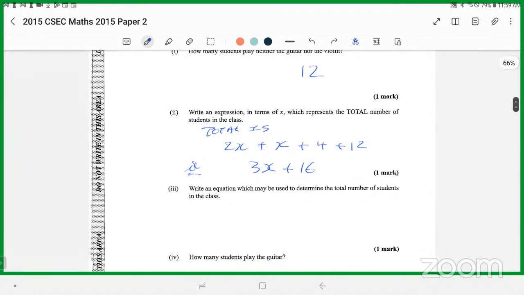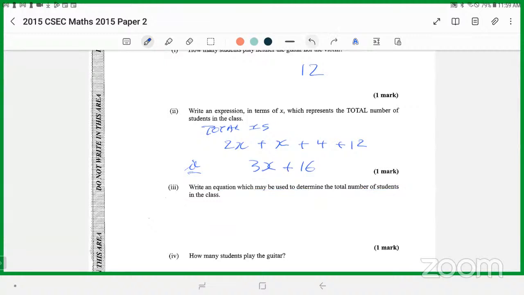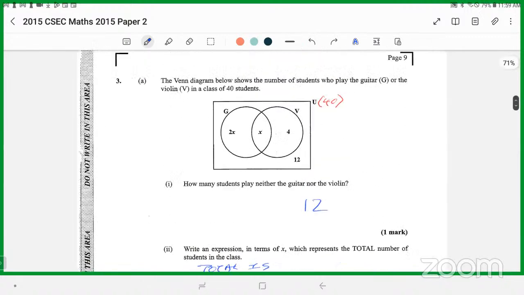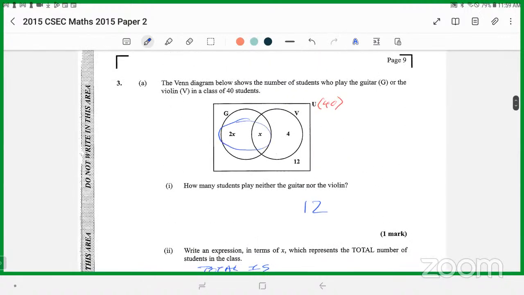The total must be 40. And so now write an equation which may be used to determine the number of students in the class. The equation now is that this equals 40. 3x plus 16 is now equal to 40. How many students play guitar? Let's look at it. Guitar is this 3x right here. So you really want to calculate 3x. 2x plus x play guitar.